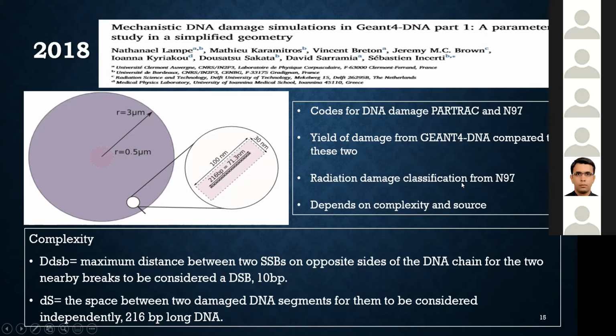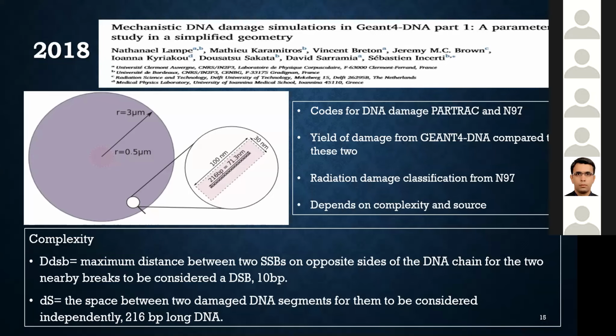Because to measure radiation damage in a simulation, we need to define that if this happens, we have a single strand break, and if the other thing happens, we have a double strand break, and so on. This is what is compared with the N97, and this radiation damage depends on complexity and source. I'm going to show you better after.